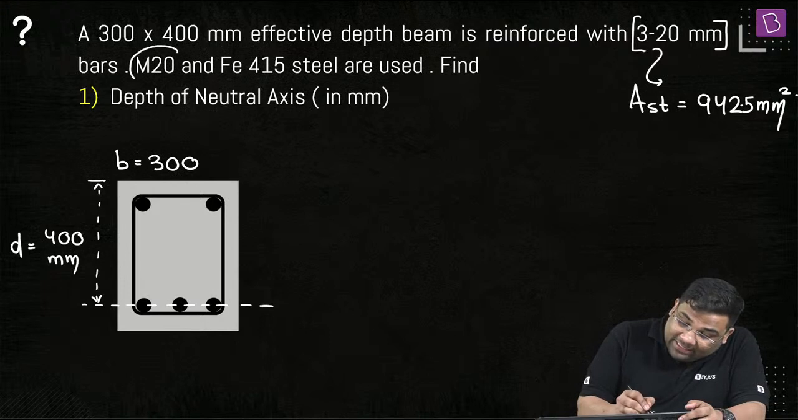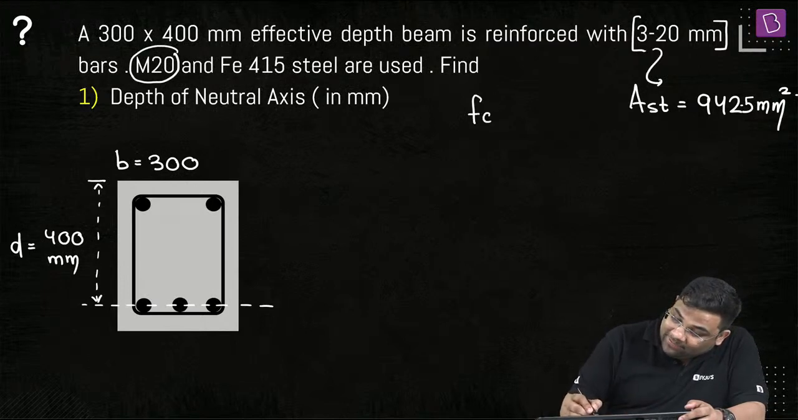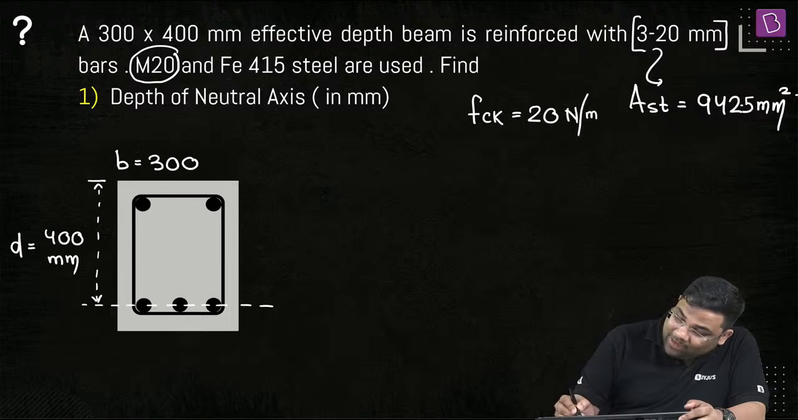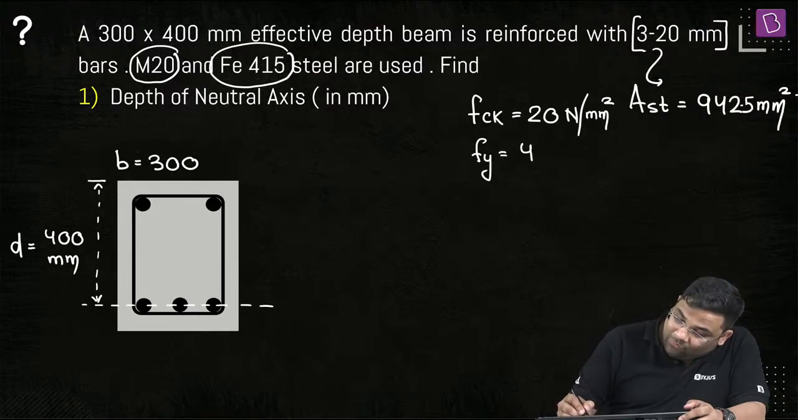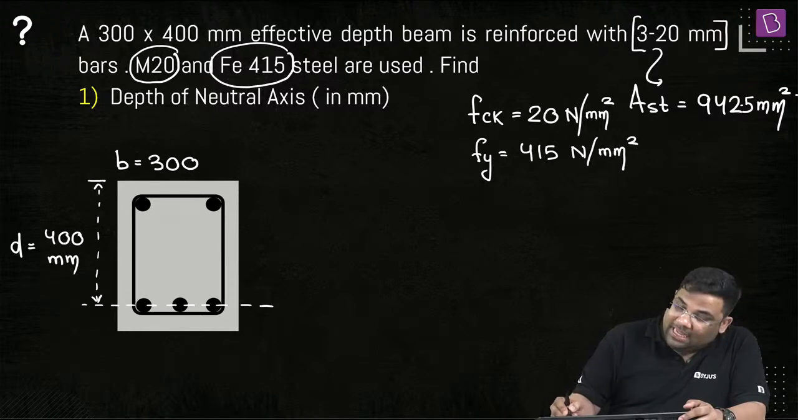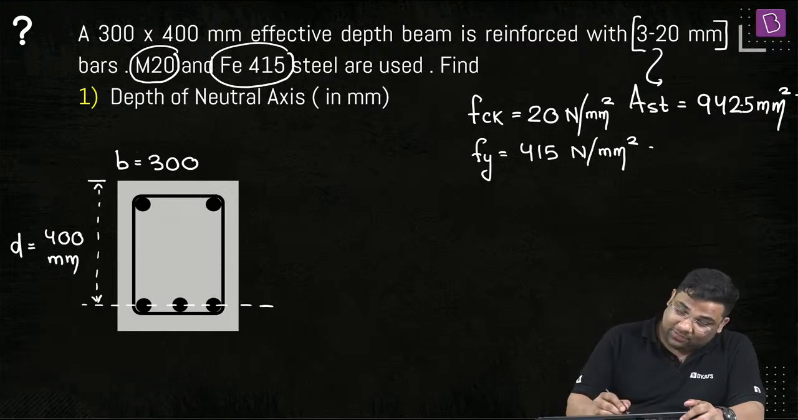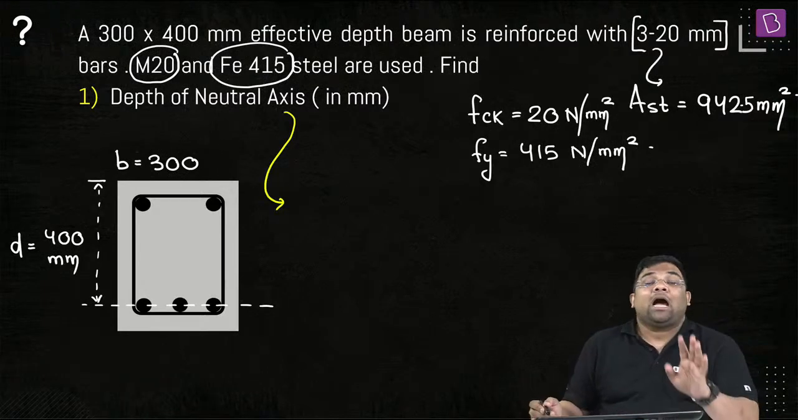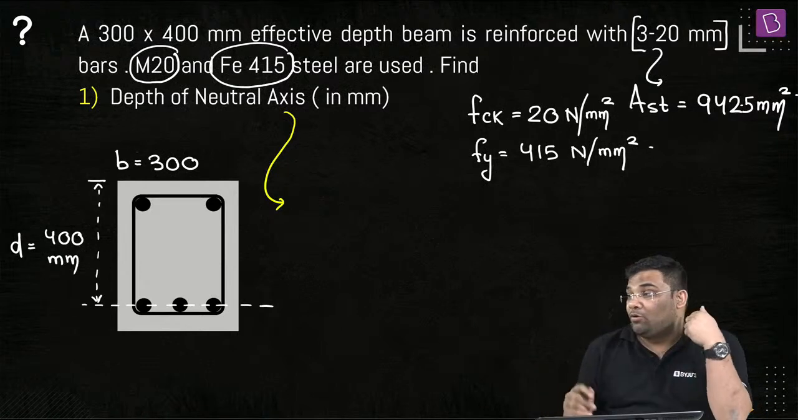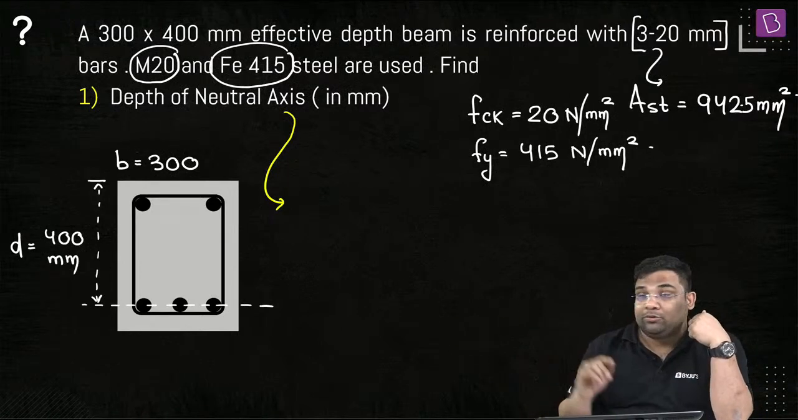Then M20 is given. That means what? fck is simply 20 Newton per mm square. And Fe415 steel is given. That means fy is equal to 415 Newton per mm square. So your fck and fy are given. So depth of neutral axis is asked. What I told about how to remember the formula, many students have found out also, very good. Swapnil, Nikki and Juhi, very good.